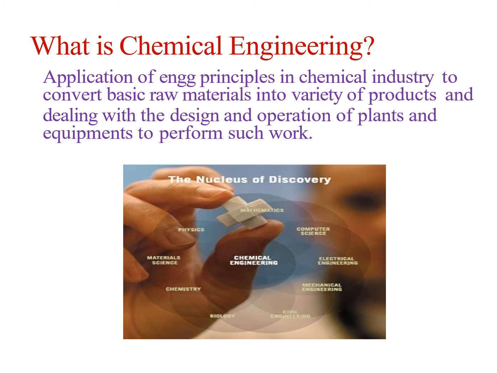What is chemical engineering? Chemical engineering is nothing but converting a raw material into a product. It is the application of engineering principles in the chemical industry to convert a raw material into a variety of products. The variety of products can also include byproducts, which we can send to other industries, and it also deals with the design and operation of plants and equipment to perform such work. So this is known as chemical engineering.